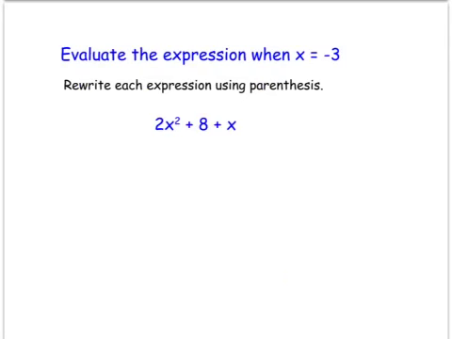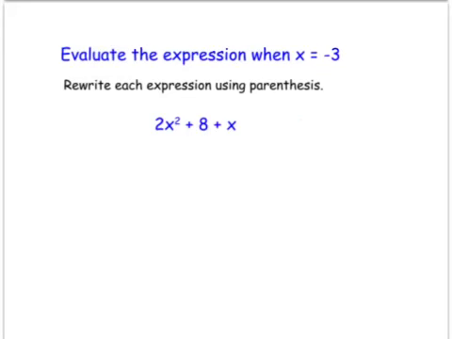Alrighty. Right here, it asks us, oh, I'm going to get my little laser beam. Look at this cool little laser beam. All right, look how cool that is. Evaluate the expression when x equals -3. Rewrite each expression using parentheses.